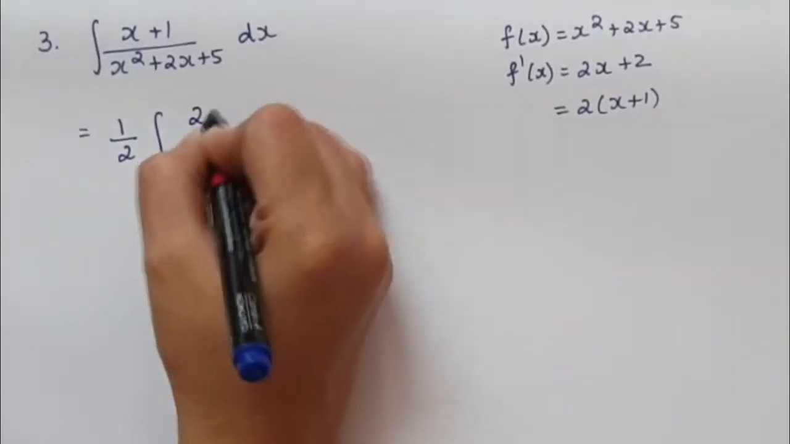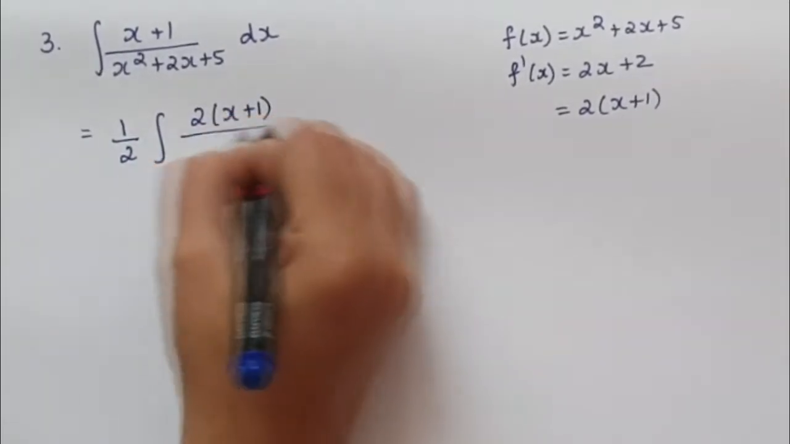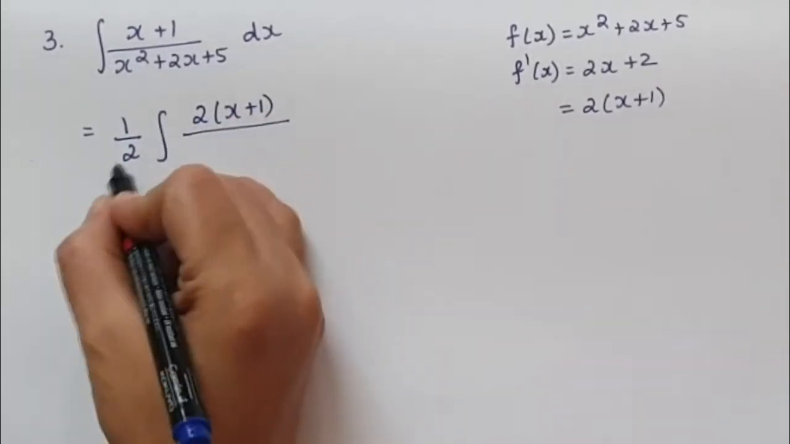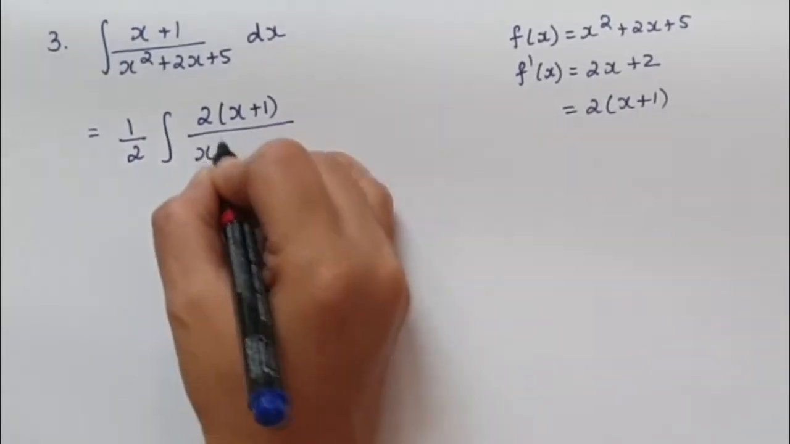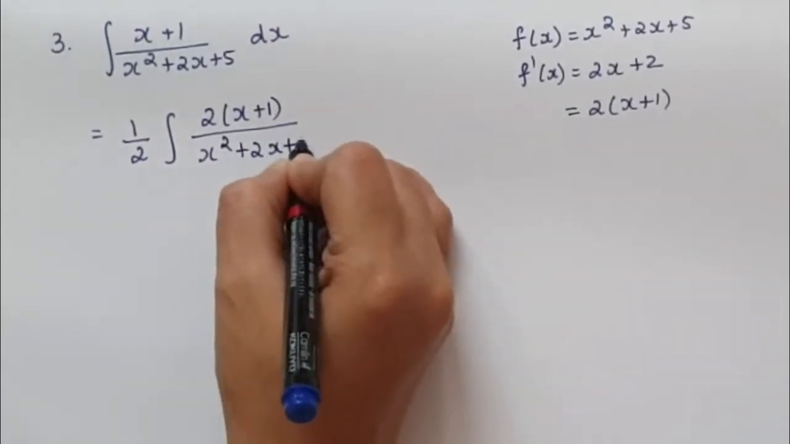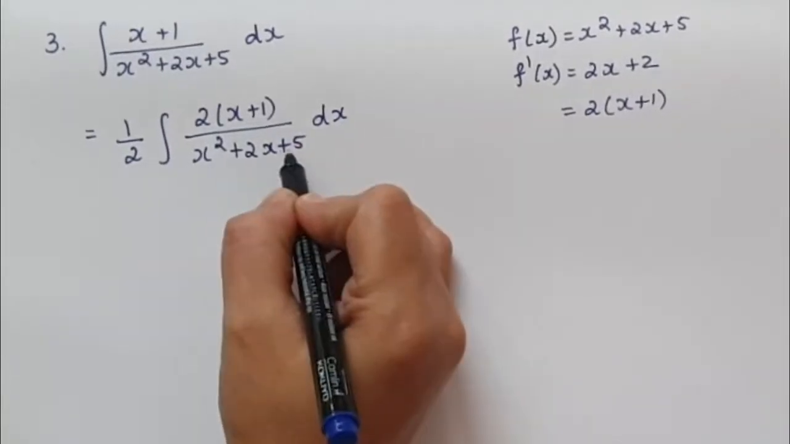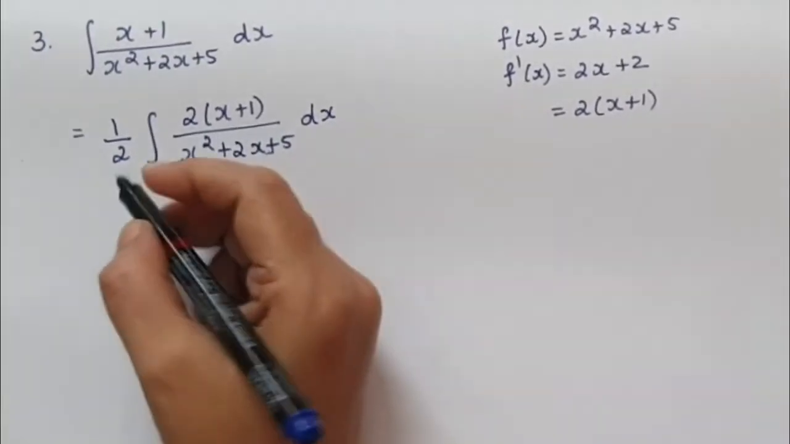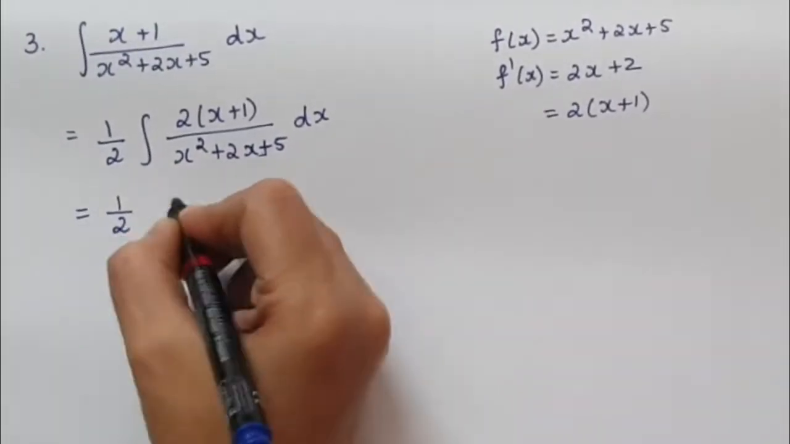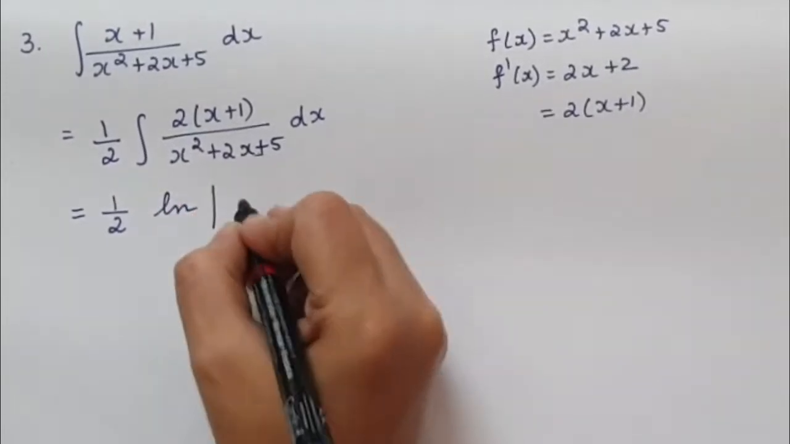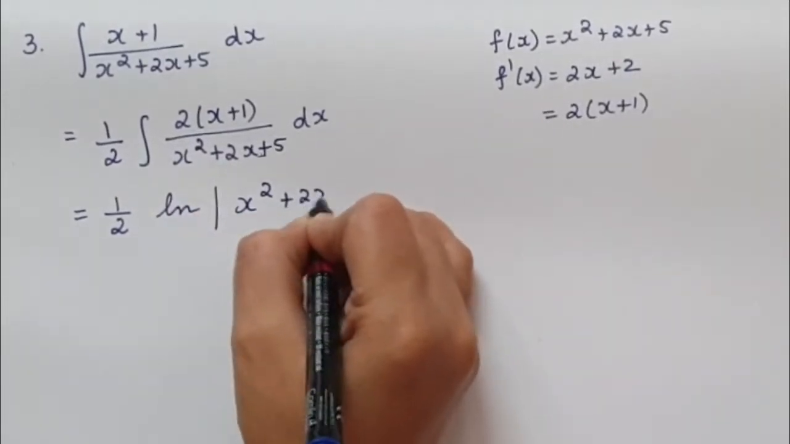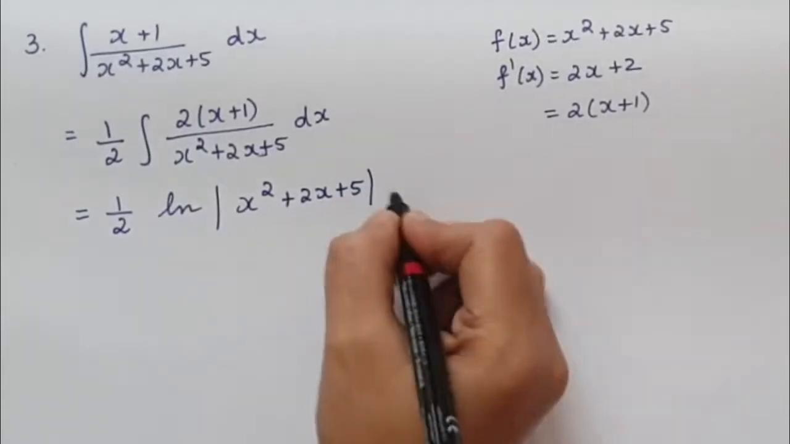So integral of 2 into x plus 1, I have multiplied and divided, so we have not made any change, over x squared plus 2x plus 5 dx. In the denominator, when we differentiate, we get the numerator. So it will be 1 over 2 ln of modulus of the denominator, x squared plus 2x plus 5, plus c.